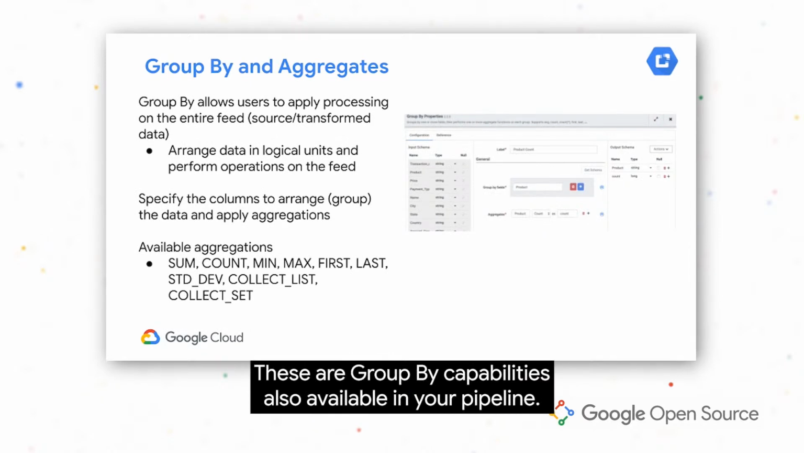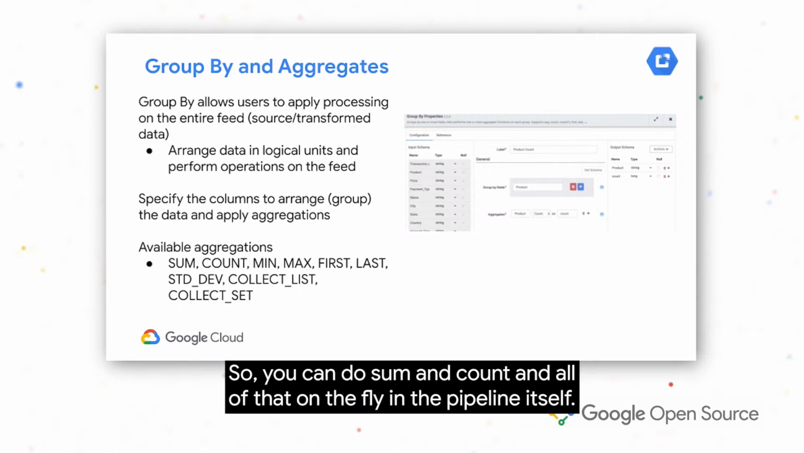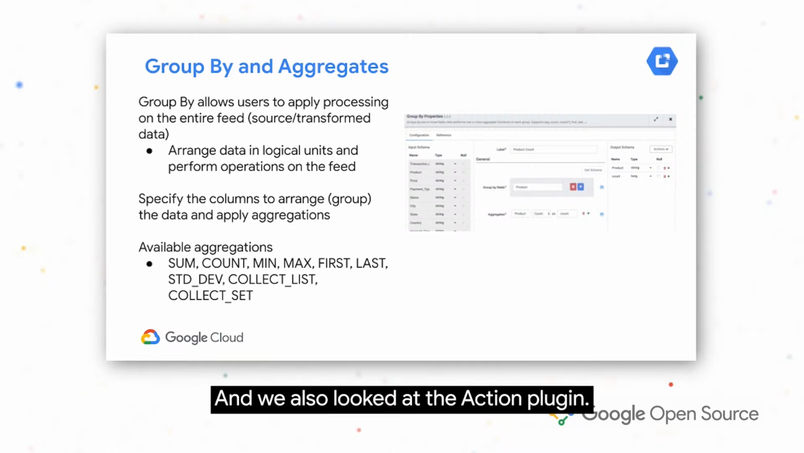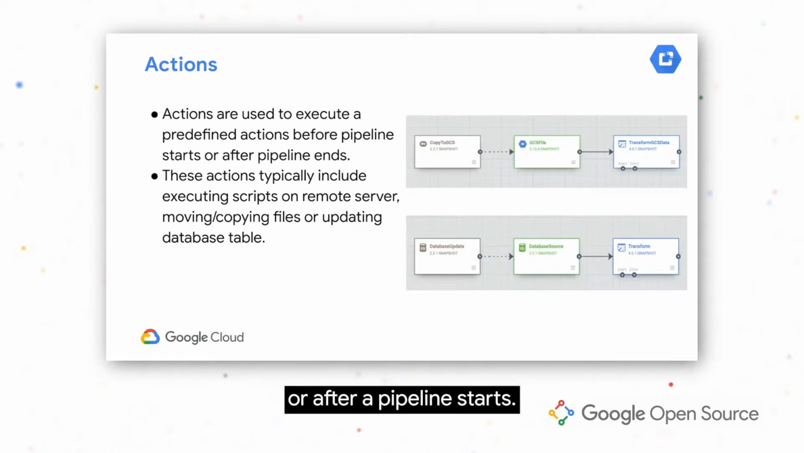These are group by capabilities also available in your pipeline. It allows users to apply processing on the entire feed. So you can do sum and count and all of that on the fly in the pipeline itself. And we'd also looked at action plugins. The action plugins are used to execute a predefined action before the pipeline starts or after the pipeline starts.